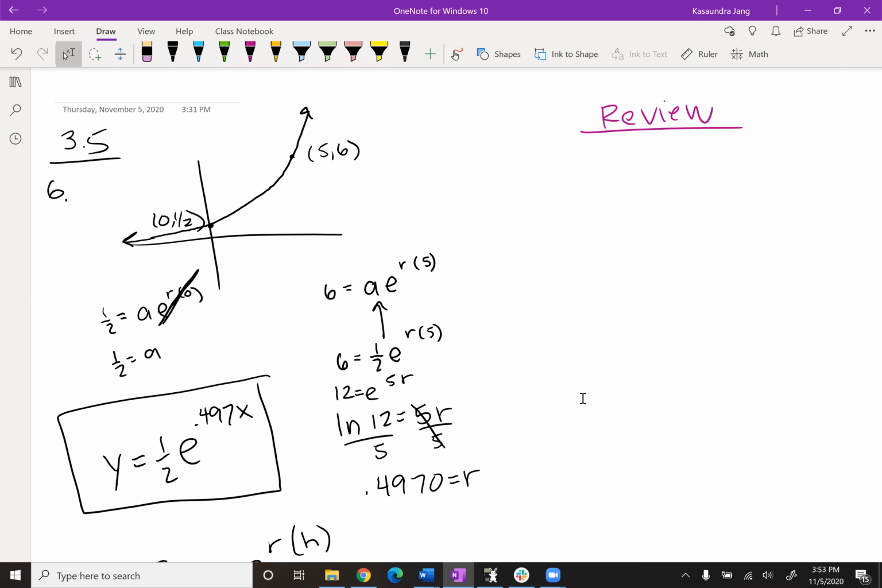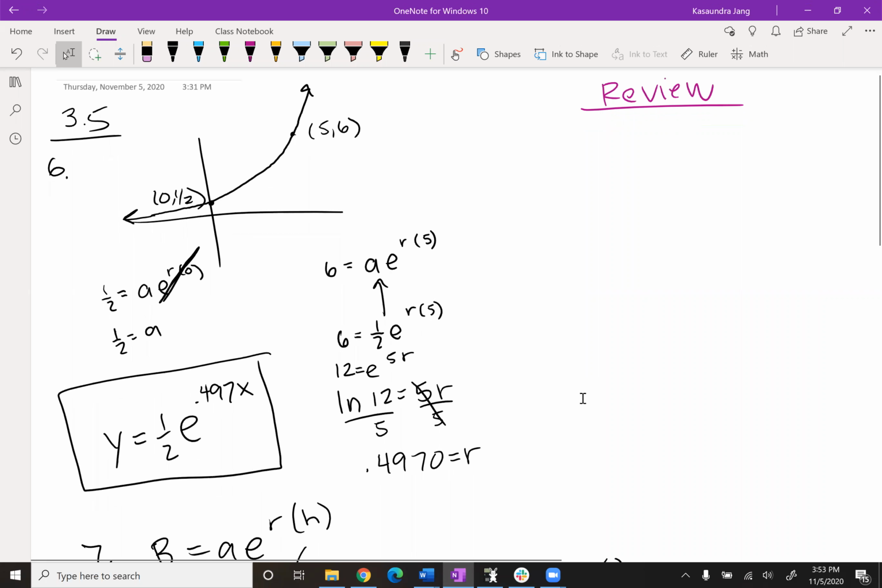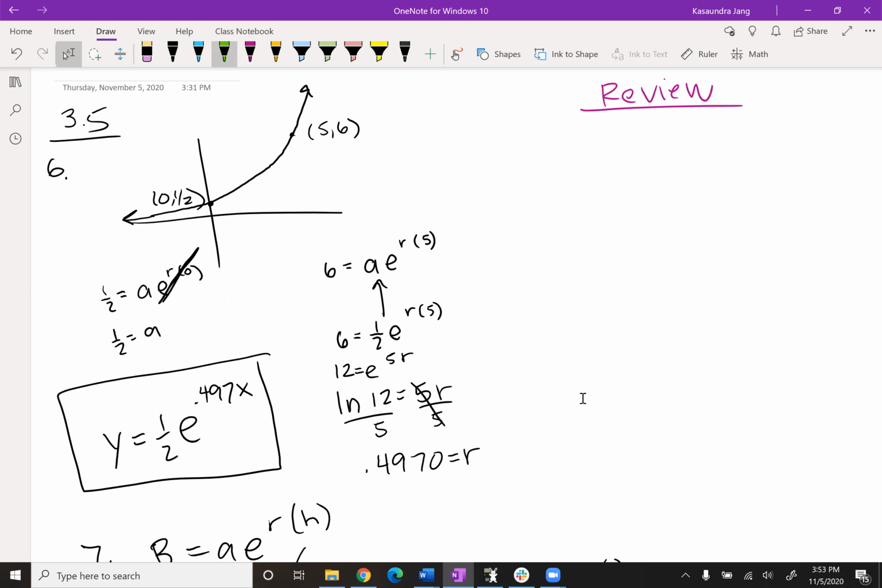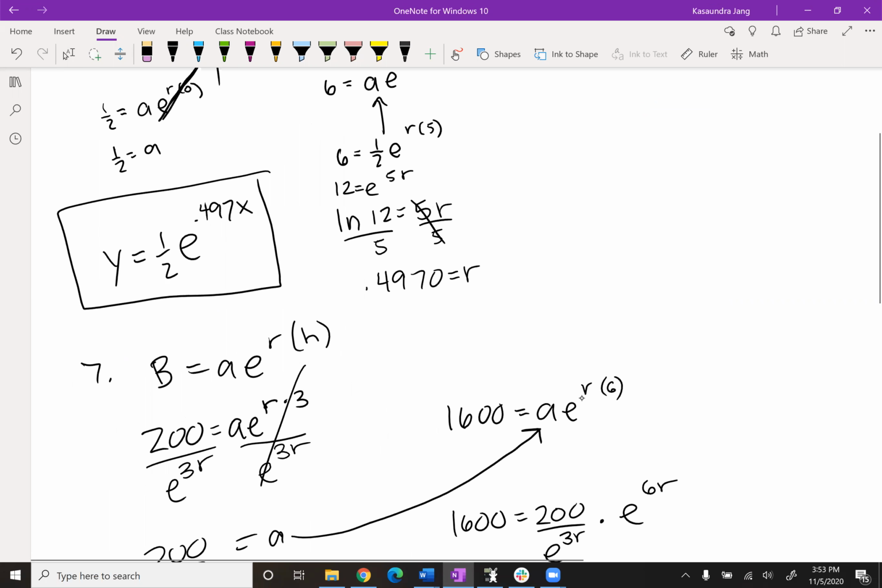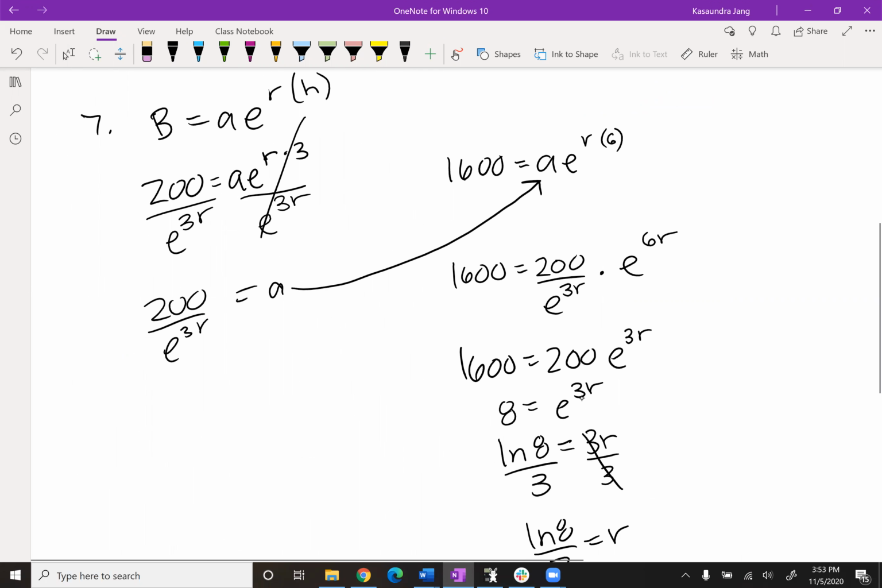The number 6 from 3.5 is right here. So you guys at home that are watching this, you might want to push pause. This was basically breaking it into two different equations that you made work together for 3.5. 3.5 number 7 is what we're on right now.